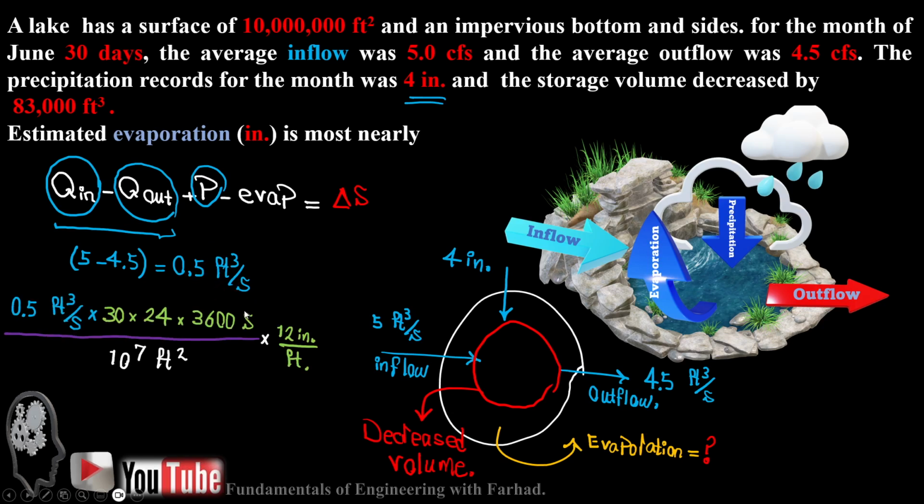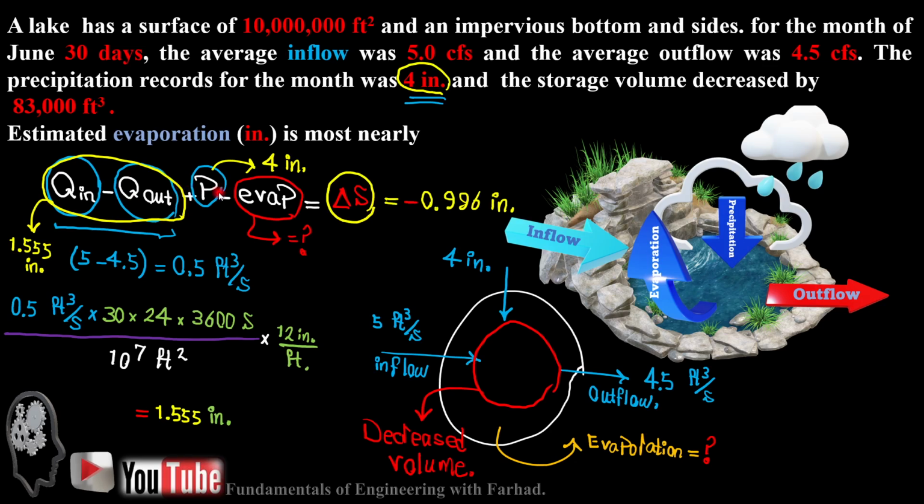And then if you multiply that by 30 days of June times 24 hours a day times 3600 seconds per day, then divide by the area of the lake, which is 10 million square feet or 10 to the 7 square feet, and then convert it to inches, it will give you almost 1.5 inches for the result of Q in minus Q out in terms of inches. Precipitation is provided, delta S we already calculated, and my bad, this number is 0.996. There is a 9 here.